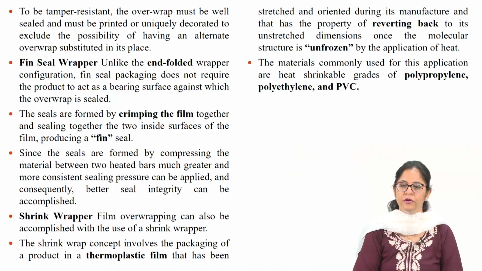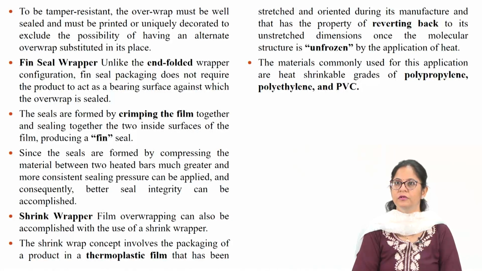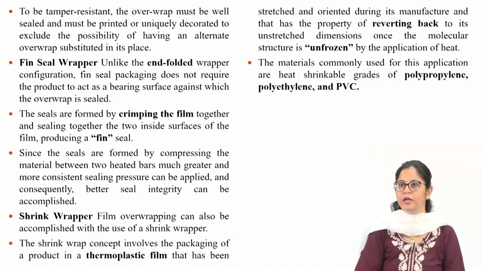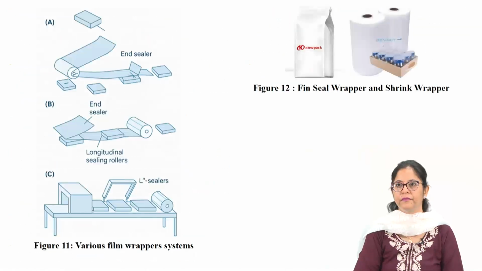Shrink wrapper films: overwrapping can also be accomplished with the use of shrink wrapper. The shrink wrap concept involves packaging of a product in a thermoplastic film that has been stretched and oriented during manufacturing, and that has the property of reverting back to its unstretched dimension once the molecular structure is unfrozen by the application of heat. The materials commonly used for the application are heat shrinkable grades of polypropylene, polyethylene and PVC.